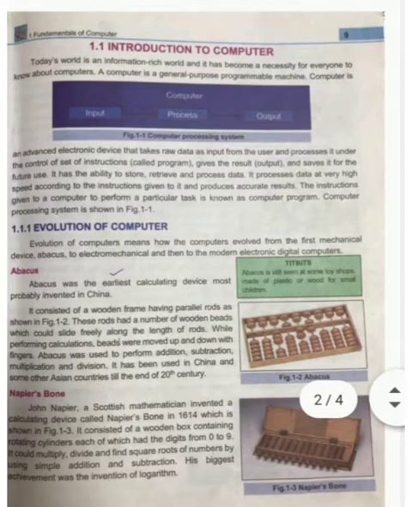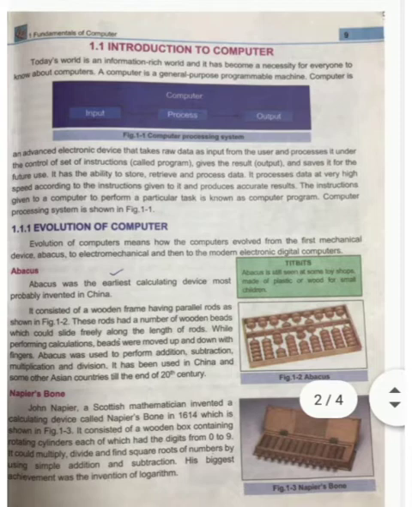Next one is evolution of computer. Evolution of computer means how computer evolved from the first mechanical device, the abacus, to electromechanical and then to the modern electronic digital computer. So first one is abacus. The abacus was the earliest calculating device, invented by the Chinese.